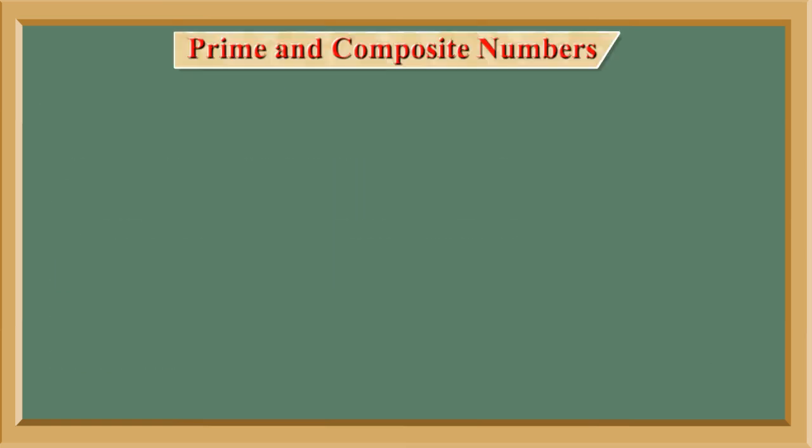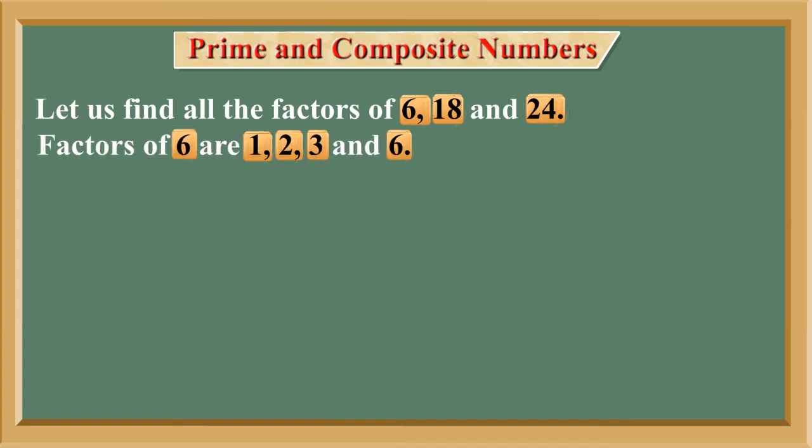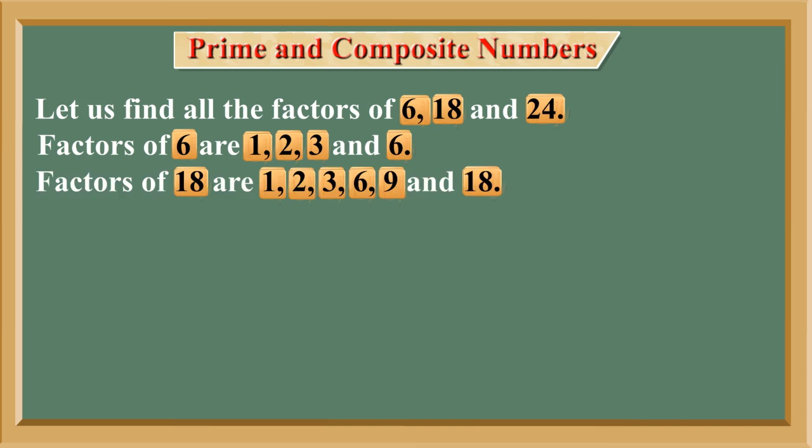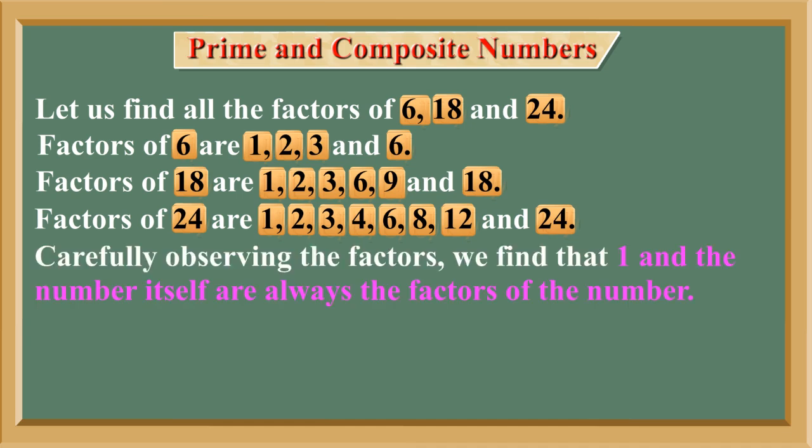Prime and composite numbers. Let us find all the factors of 6, 18 and 24. Factors of 6 are 1, 2, 3 and 6. Factors of 18 are 1, 2, 3, 6, 9 and 18. Factors of 24 are 1, 2, 3, 4, 6, 8, 12 and 24. Carefully observing the factors, we find that 1 and the number itself are always the factors of the number.